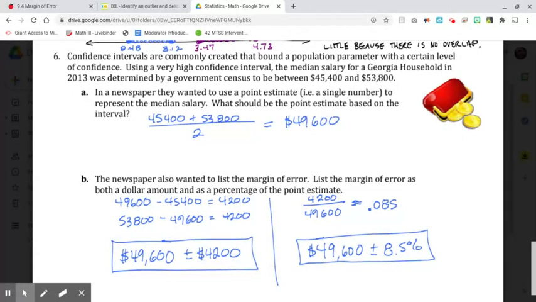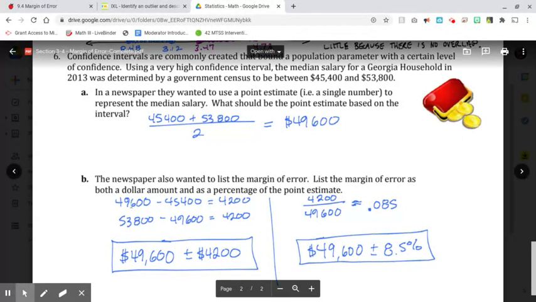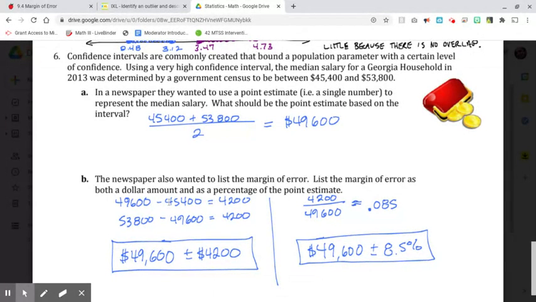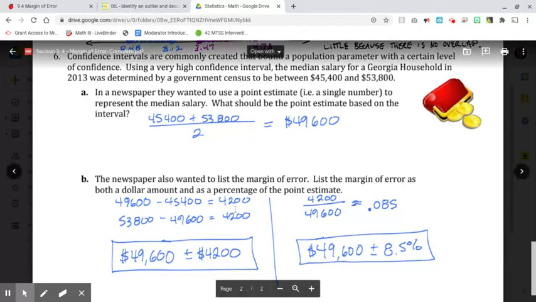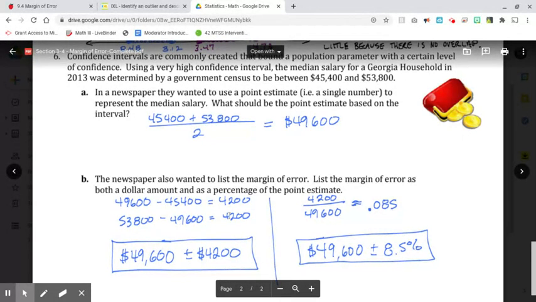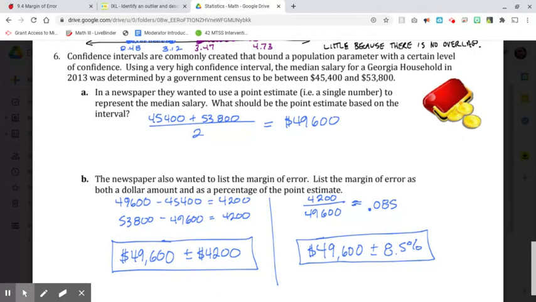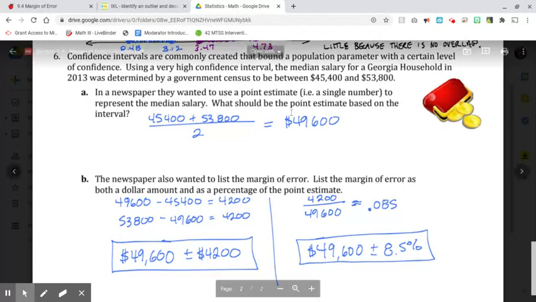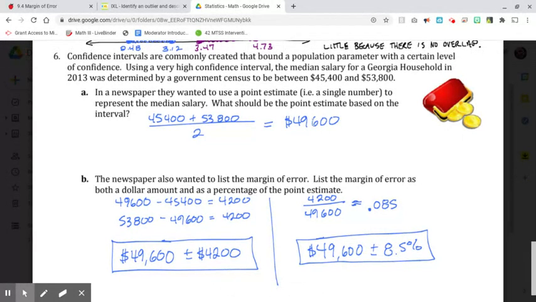So in B, the newspaper would like to know what's the margin of error. So list the margin of error. Well, take the middle, $49,600, and subtract 45,400, the lowest, and you get 4,200. And if you take the highest amount, 53,800, and subtract the middle, you still get 4,200. So we know the margin of error is $4,200 because that's how far these two numbers are from the middle. They're $4,200 away. That's our margin of error.